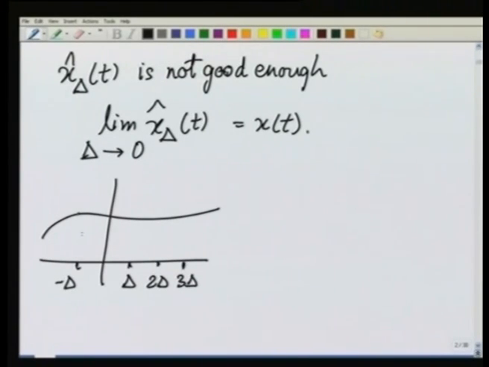Then the first staircase approximation would be like this.